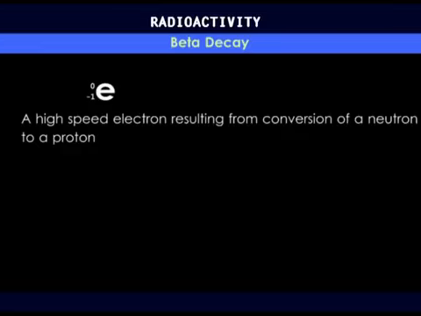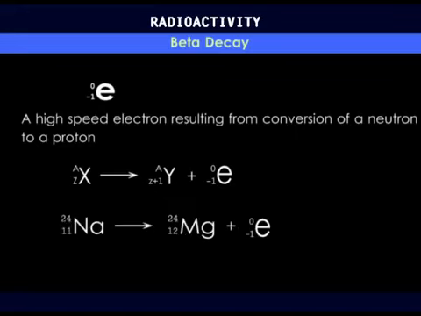And so if a nuclide undergoes beta decay, the mass number remains unchanged but the atomic number increases by 1. For example, radioactive sodium undergoes beta decay to become magnesium.